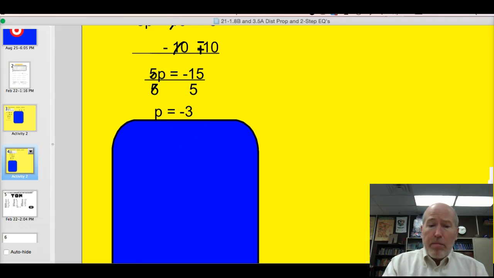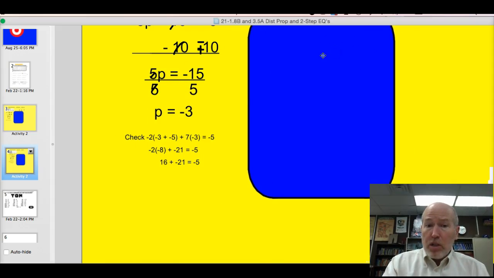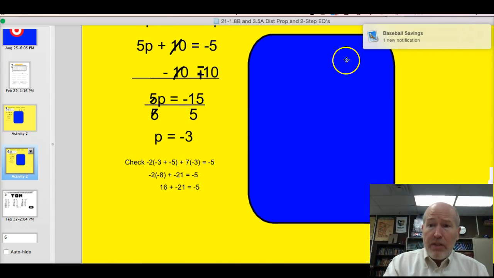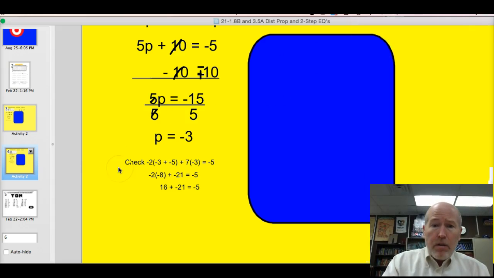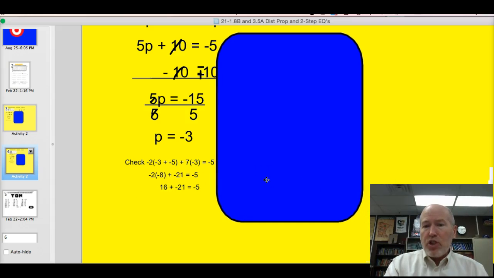Just like the other one, you can pop that in and check your answer. It's a little more complicated this time, but I substituted in the negative 3, and I end up with a negative 2 times negative 8, because negative 3 plus negative 5 is negative 8. That's going to give me a positive 16, a negative times a negative. And then I have 7 times a negative 3, which gives me a negative 21. So I have 16 plus a negative 21. If you think of being at 16 on the number line and subtracting 21, you're going way over to negative 5. Our answer does check out.